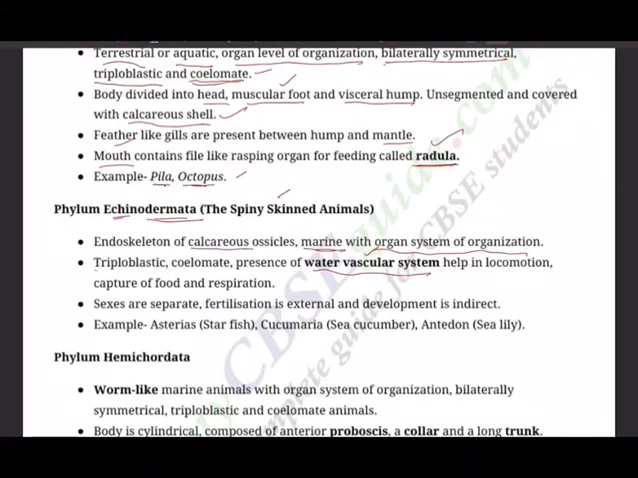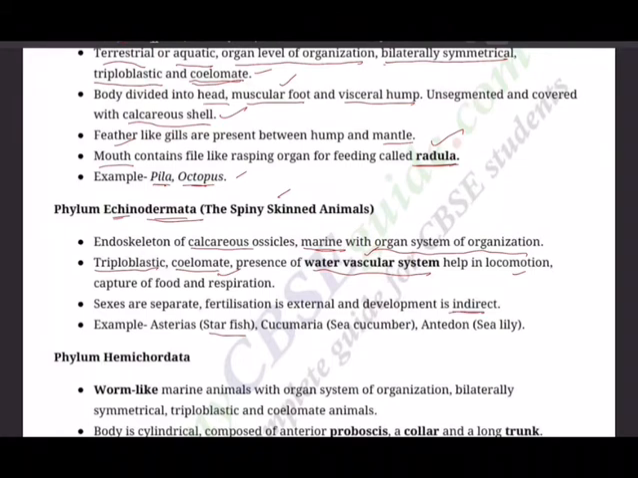And as usual, they are triploblastic, they are coelomates. This water vascular system will help in locomotion, capture of food, as well as respiration. Sexes are separate. That is, you have male starfish and female starfish. Fertilization is external, development is indirect.